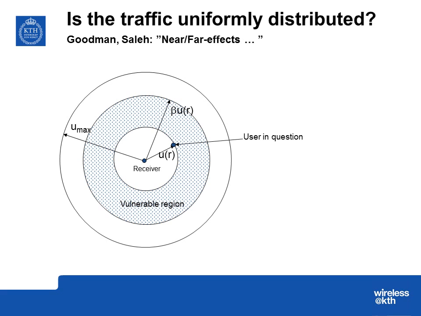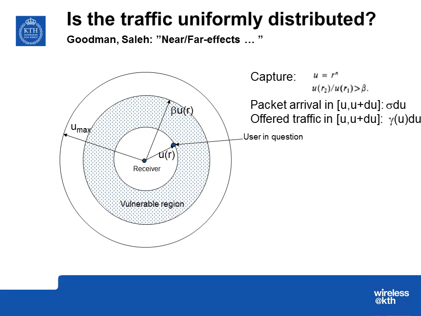To look a little bit more in detail at what happens with the traffic distribution, we now look at the paper by Goodman and Saleh. Goodman and Saleh look at a model where we look at the particular user in question located at distance r from the receiver. And for the purpose of the calculation, we make a variable transformation so that u will be r to the power n, which is equivalent to the parameter alpha that we have used before. So this is an alpha power law.